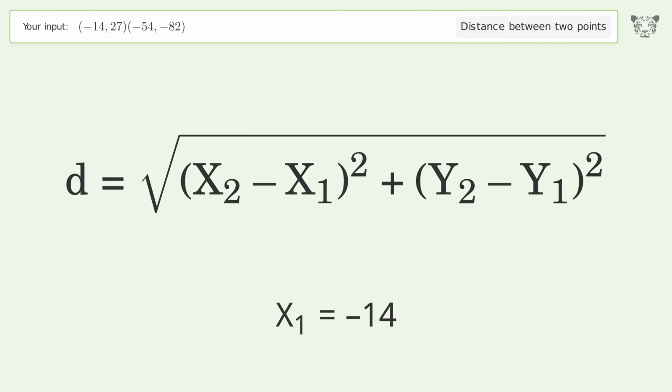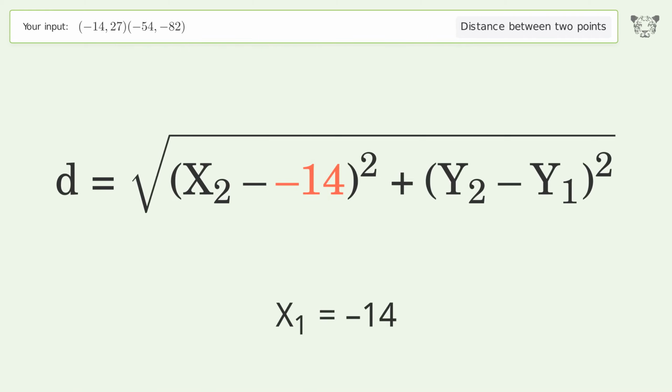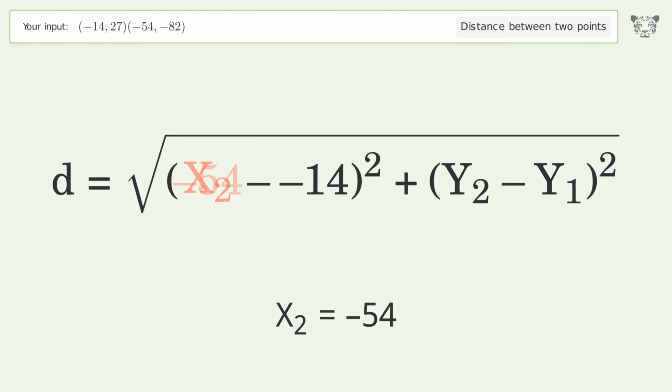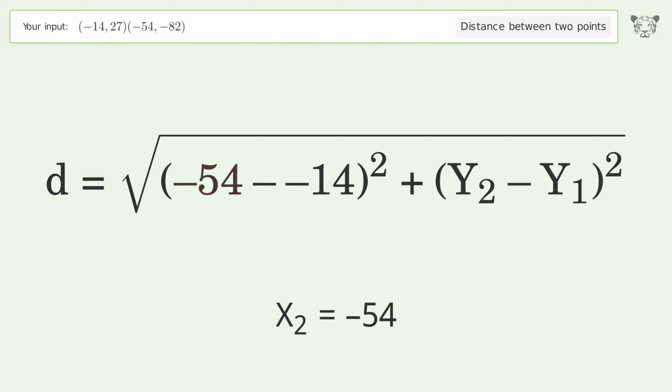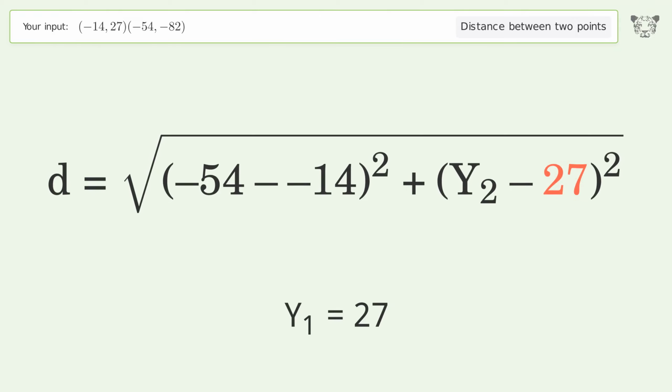x1 equals -14. x2 equals -54. y1 equals 27. y2 equals -82.